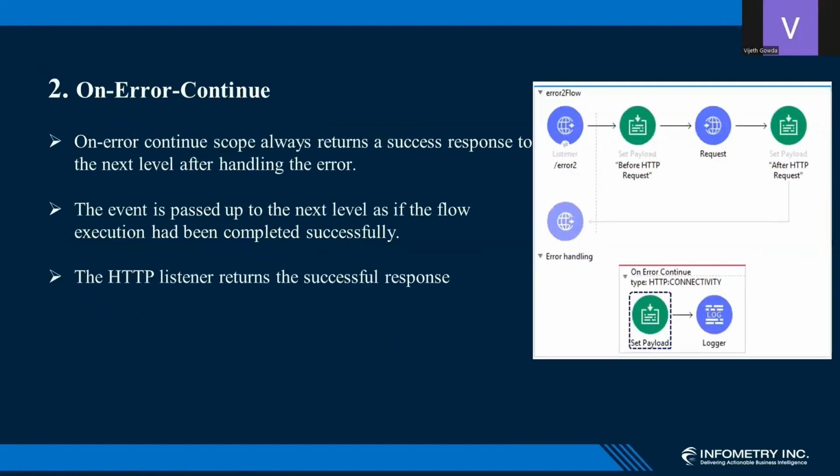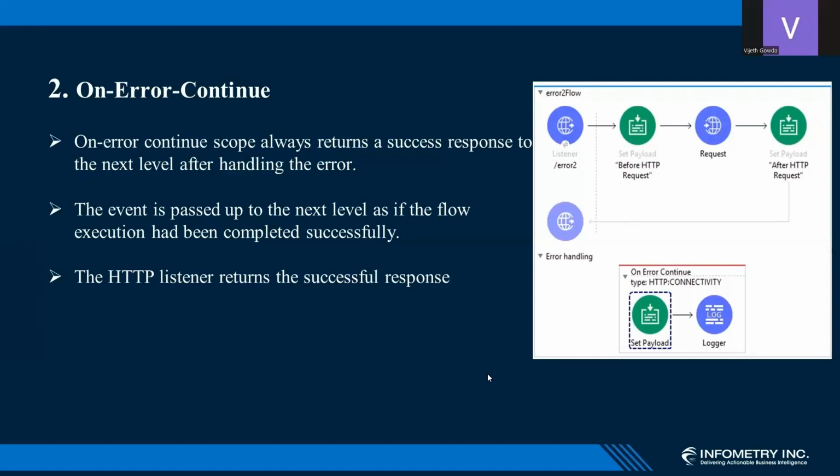Now on error continue. As the name indicates, on error continue will send a success response with a 200 status code to the upper level, or whoever the end user is. For example, whenever an error occurs while connecting to a third-party application, and you are using on error continue, it will execute all the components defined within that on error continue, and after that the request will go back to the user not with 500. This time on error continue will return a 200 success response code and the appropriate error message.